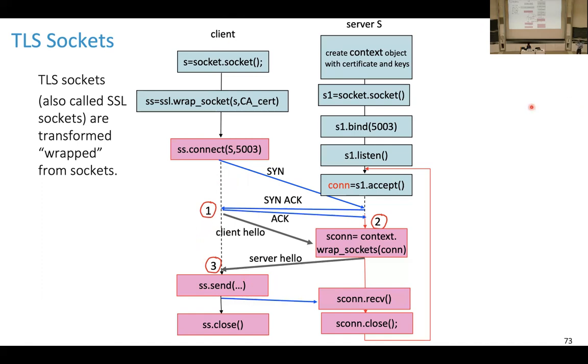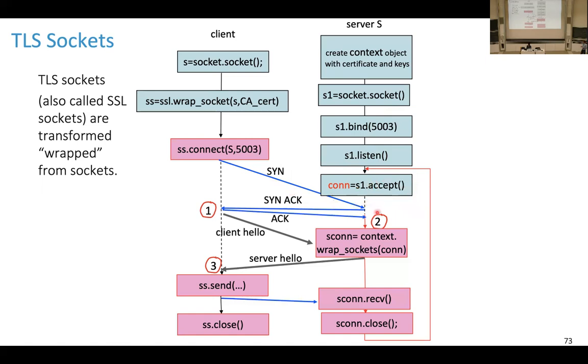On the other side, the server creates what we call the context. The context is the whole set of cryptographic material it needs to build a TLS socket. So there is a certificate, there is the public key and the private key. And then, as before with TCP, it creates the socket, binds the socket, listens, creates the listen queue, and then accepts. It means that it consumes one SYN packet and connects the socket.